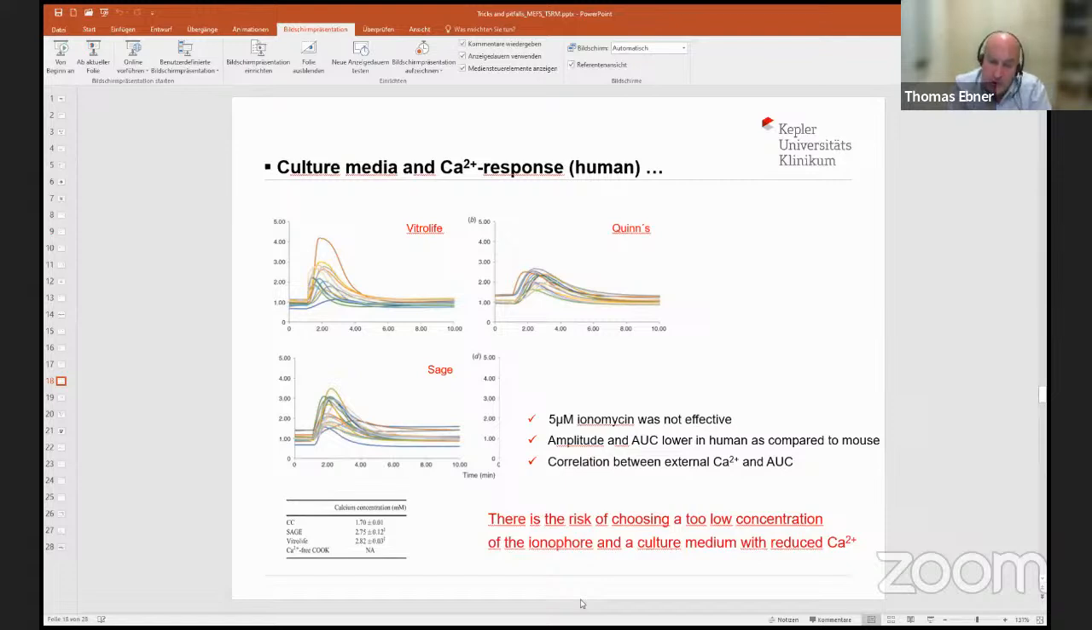So one pitfall in mixing ionophore yourself is that there is a very high risk of choosing too low a concentration of the ionophore and a culture medium with reduced calcium. And you may not even know the amount of calcium in your culture medium.